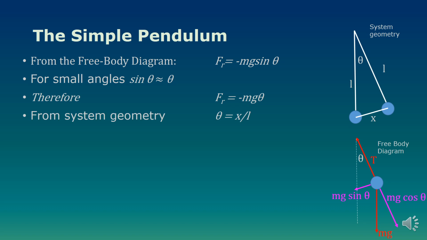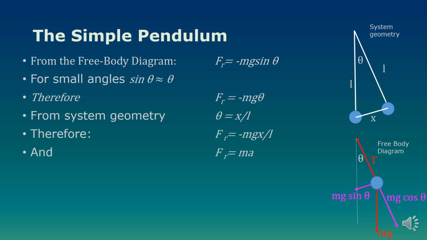In terms of the system geometry, we can say that theta is x, the displacement, over L, the length of the string. Again, that relies on some small angle approximations. Don't worry if you're not following that. The derivations themselves here aren't examinable. They're just there to help you understand where these things come from. So what we can do is substitute that value of theta into our earlier equation. We're left with a restoring force which is minus mg x over L, where x over L has been substituted in for theta. So we've managed to get rid of the angular term altogether, which is pretty handy.